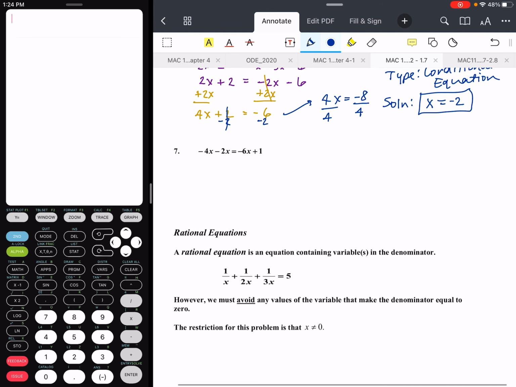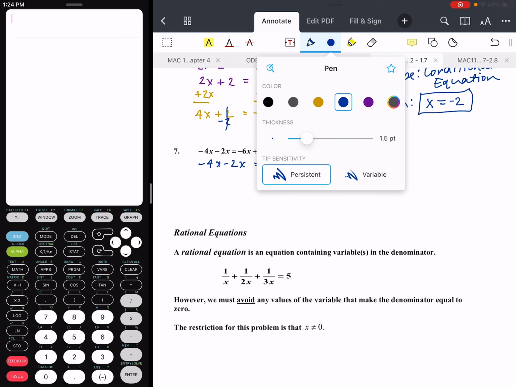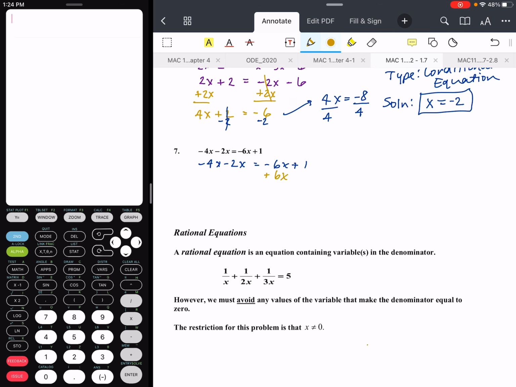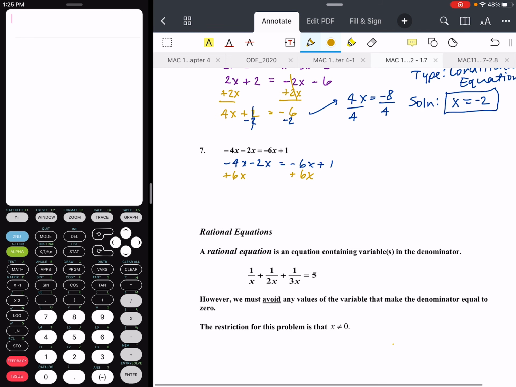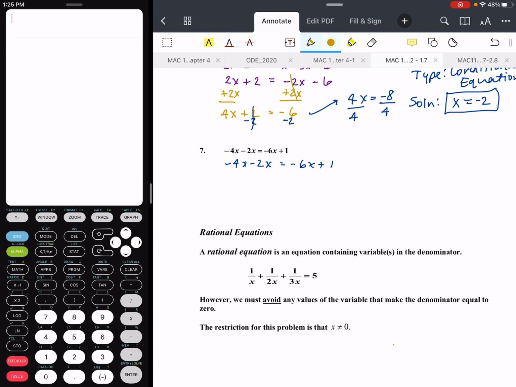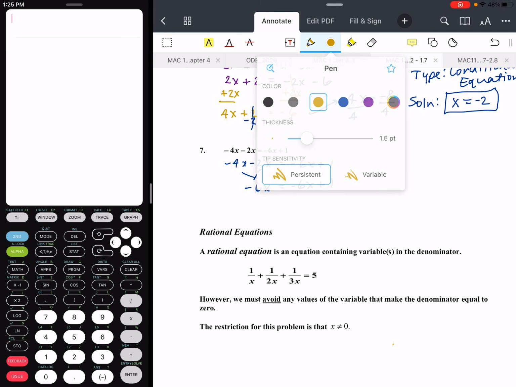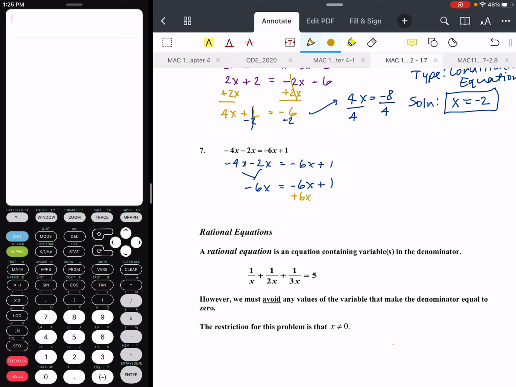All right, now moving down to number 7, I have negative 4x minus 2x equals negative 6x plus 1. And let me go ahead and move my variable term. So plus 6x, plus 6x. Oops. Oh, sorry. I spaced out there. Before I do that, let me go ahead and simplify on the left-hand side. So negative 4x minus 2x gives me negative 6x. And then I have negative 6x plus 1. Now I'll go ahead and add that 6x to both sides.